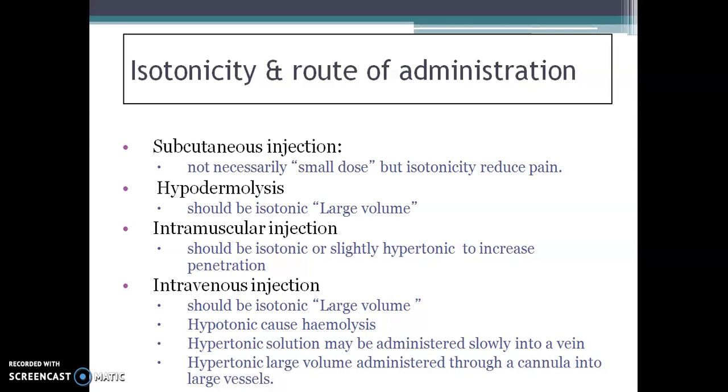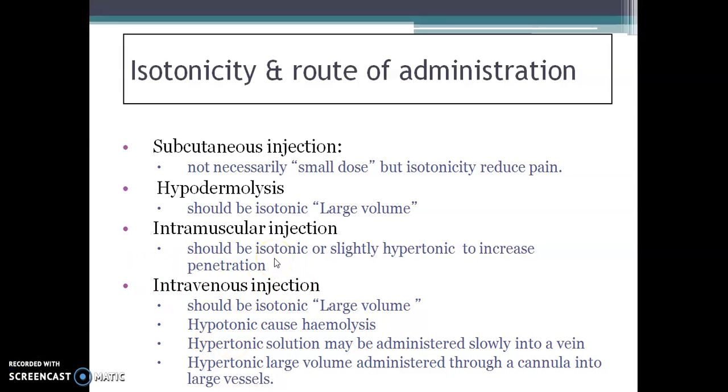Now second is hypodermoclysis. The solution should be isotonic and of large volume. Third one is the intramuscular injection. The intramuscular prescribed solutions are maintained slightly hypertonic, which facilitates increasing the rate of absorption, and that should be hypotonic to increase the penetration of the drug.